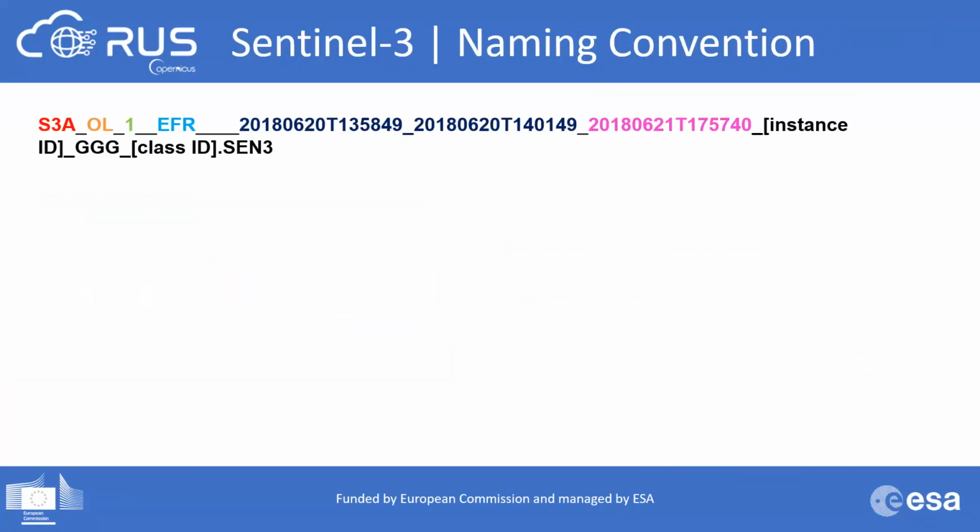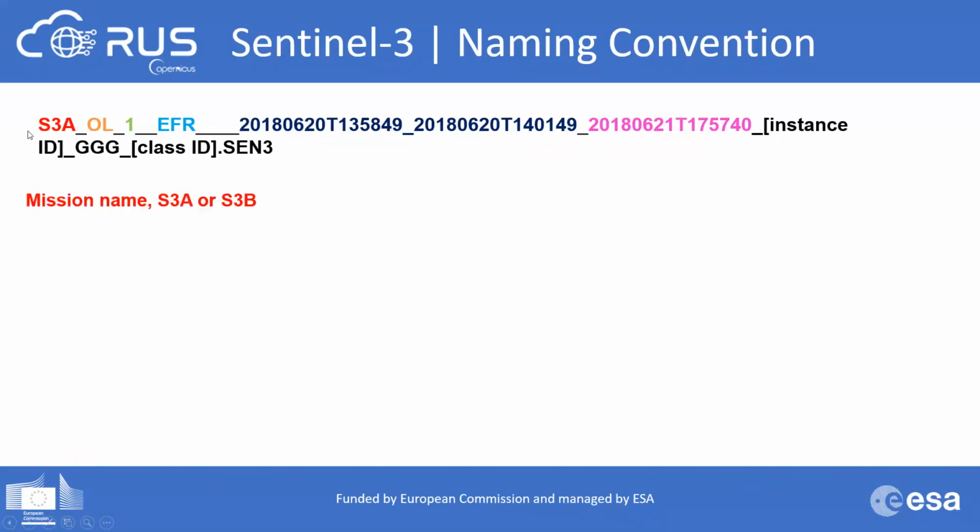A very practical aspect with Sentinel-3 products is their naming convention. Sentinel-3 products have very long names, but they contain a wealth of information about the data inside the product. So by only looking at a Sentinel-3 product name, you can know what's within the product without even downloading or opening it. So here is a classical Sentinel-3 product name example.